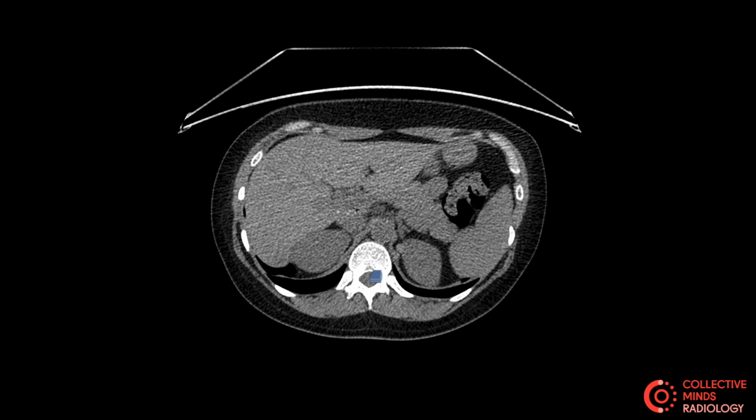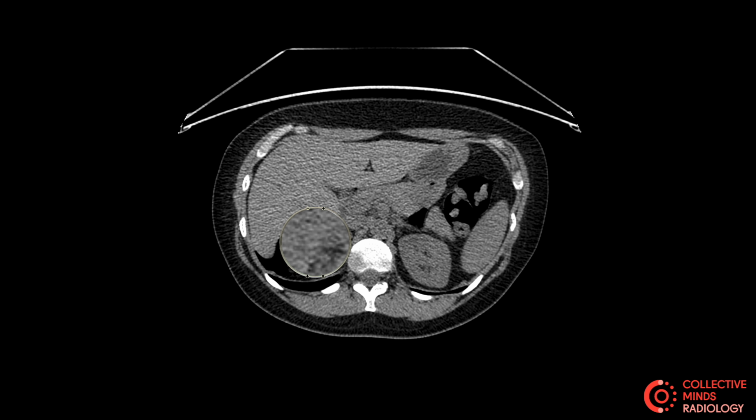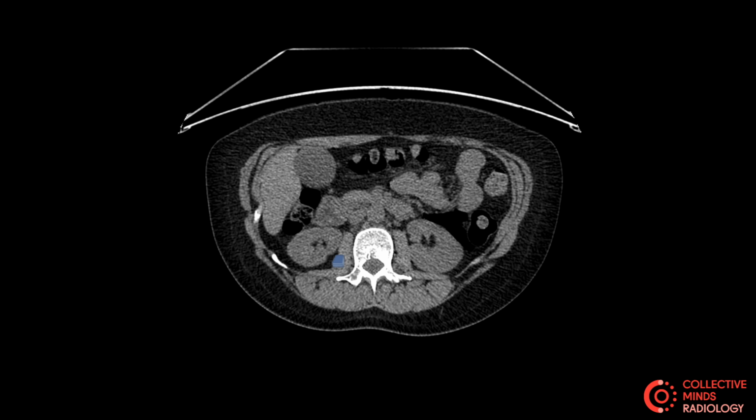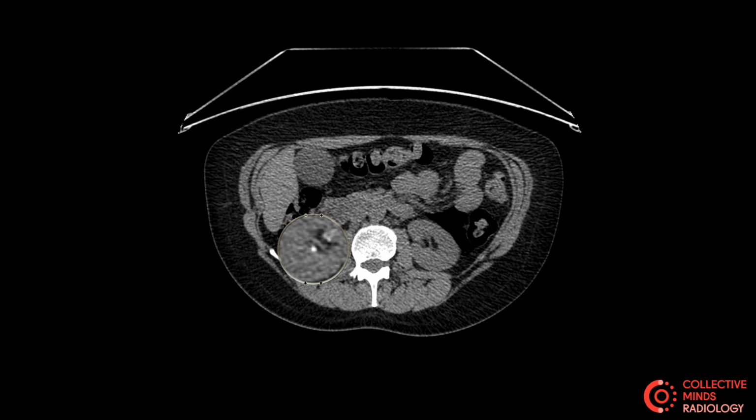Now let's look at the kidneys. So the kidneys are this structure over here and this structure over here. And as we scroll down this kidney, you'll start to notice that there are these hyperdense foci located within the kidney. There've been a few in this one. Can you see that hyperdense dot?